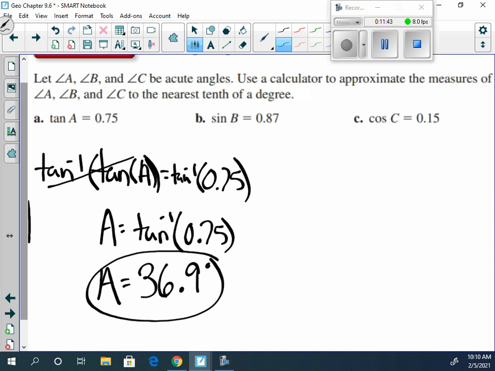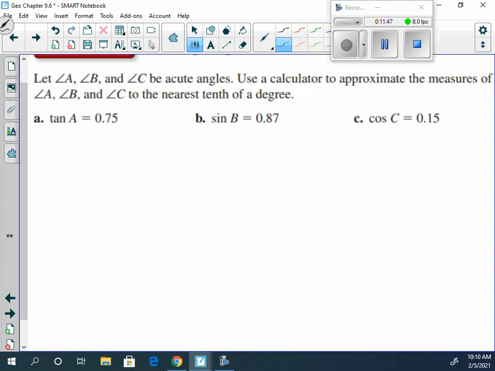Questions on this here so far? Okay, well, let's look at the next one. Erase this here so I have a little more space.